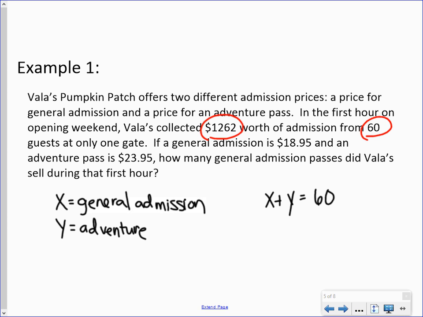The other equation is all the information you know about what Dallas is raking in, right? They've got their $18.95 that they earn on every general admission, plus the $23.95 they earn on every adventure pass, and that totals $1,692. So if you have two variables, you only need two equations for your system. This is something you've been doing probably since Algebra 1.